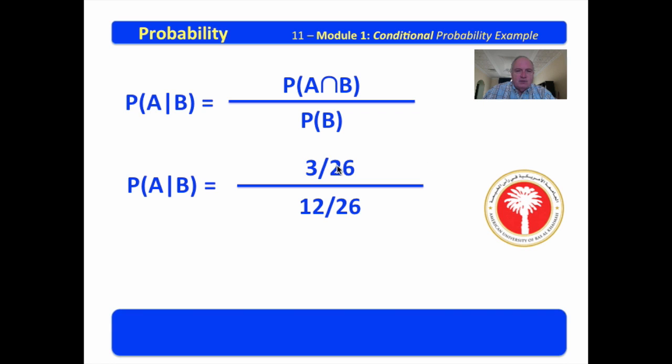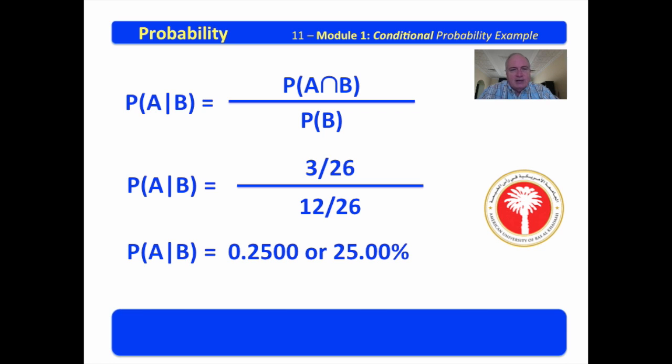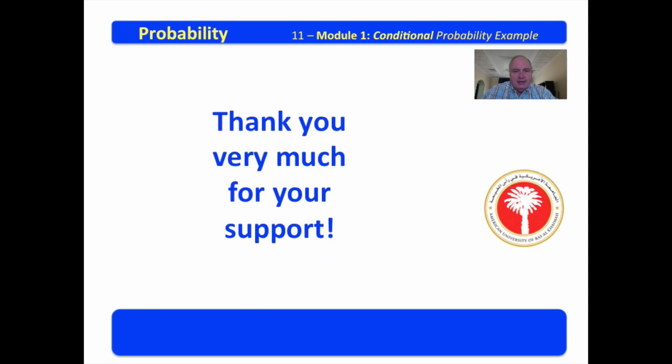So 3 over 26 divided by 12 over 26 turns out again to be 0.2500, or 25%. So we really have a very good way of doing this with pictures. We looked at it, we analyzed it, and the two formulas take us to exactly the same place. The probability of selecting a camel with a blue saddle, given that we've selected a camel, is 25%.